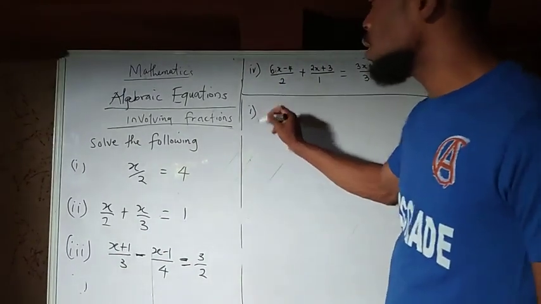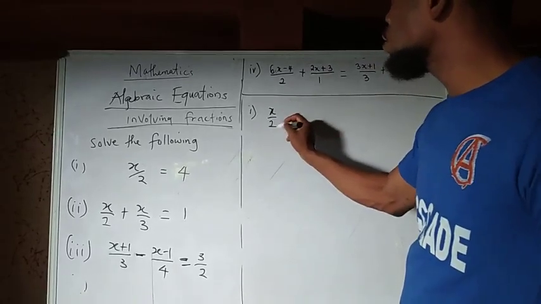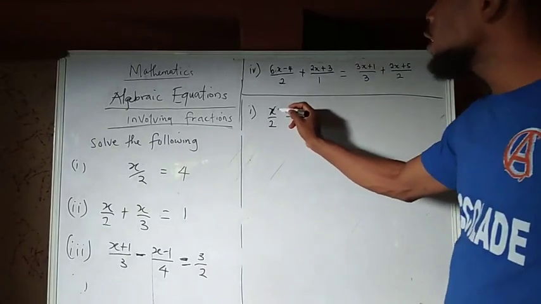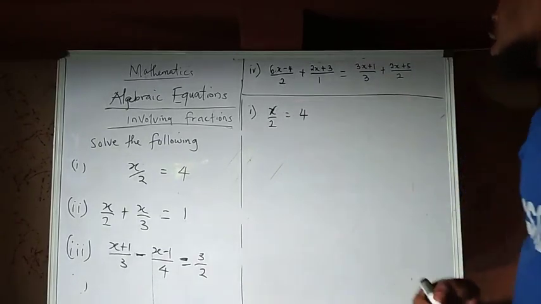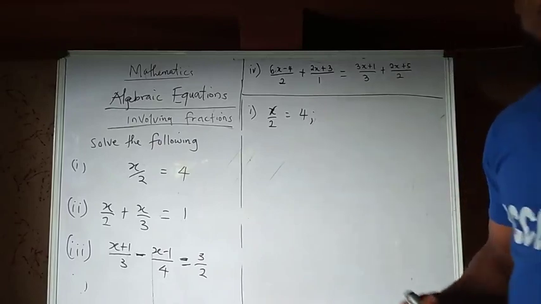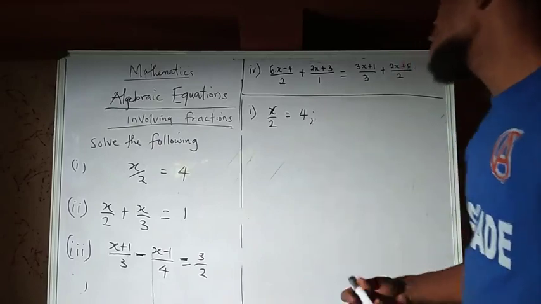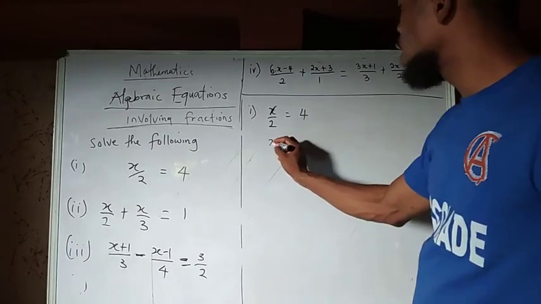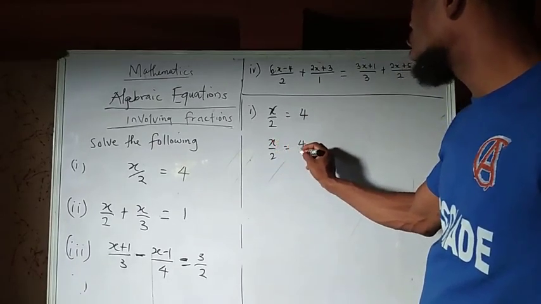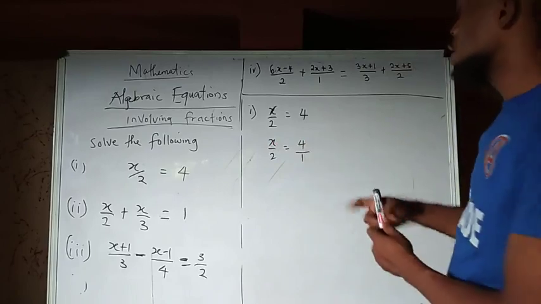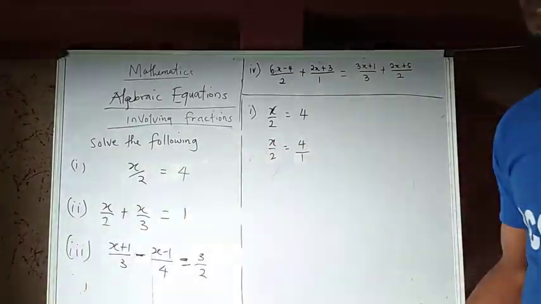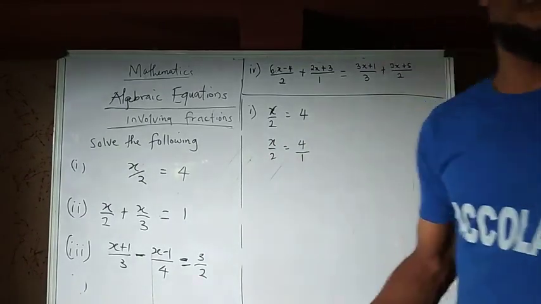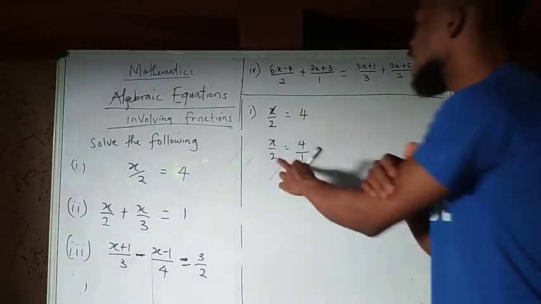So the first question here, we have x over 2 equals 4. Now, for us to make this equation become a linear equation, we are going to make this x over 2 equals 4 over 1, because 4 over 1 still gives us 4, right? So that's what we are doing. Now you can see that these are two fractions and they have denominators, right?